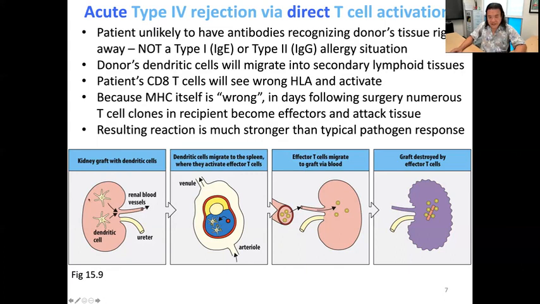Here are some examples of immunosuppressive drugs that come from microbes. So the first one is cyclosporin. It's isolated from this particular fungus here. Right, so here's a picture of the fungus.